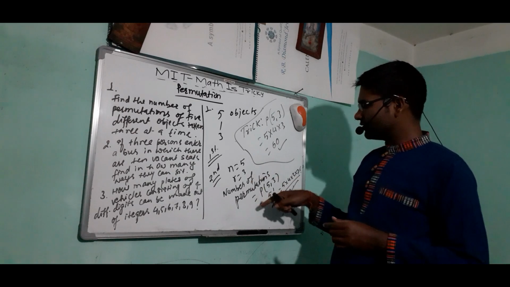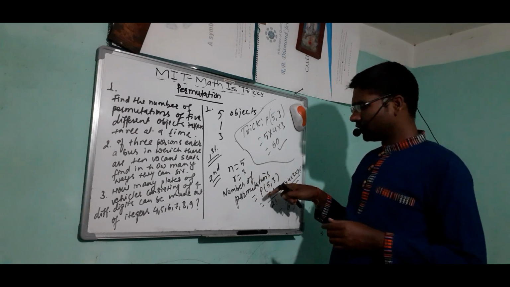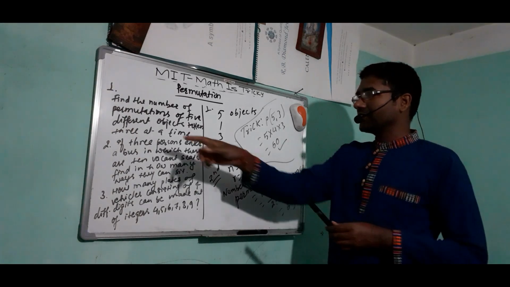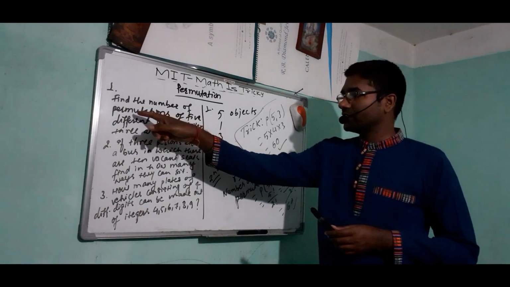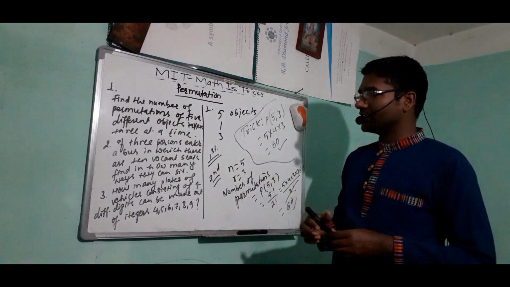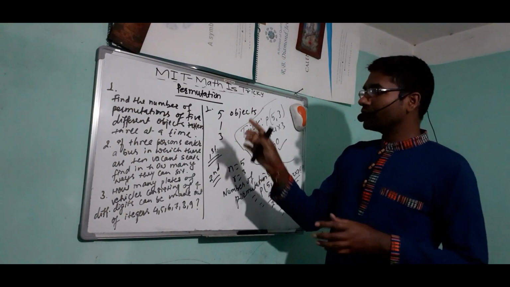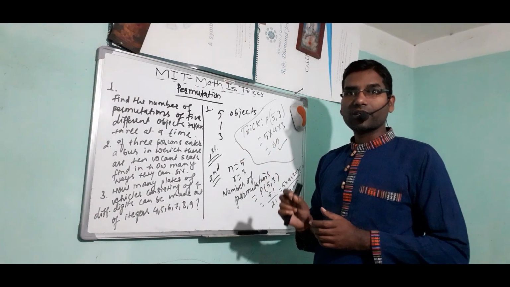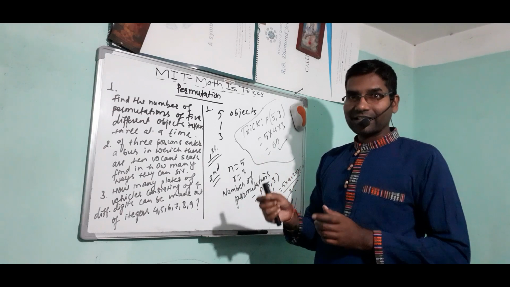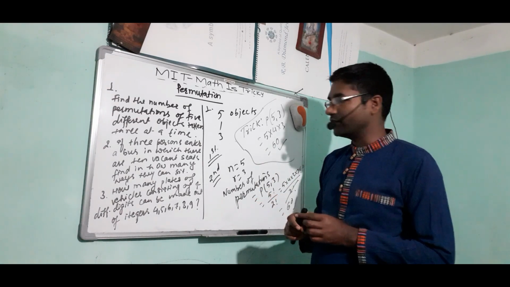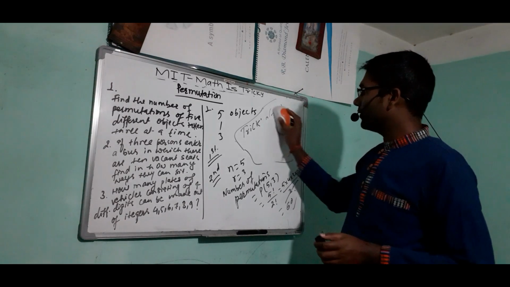And why are we using the formula of permutation? Because this is already mentioned. The first thing you have to note is that in permutation we have to take the numbers, and if we change the position of a number, the value will also change. That means order matters here. So it is a problem of permutation, and we must use the formula of permutation.